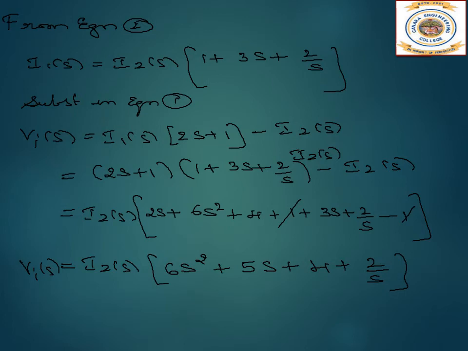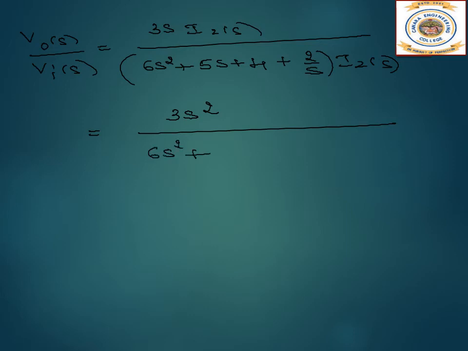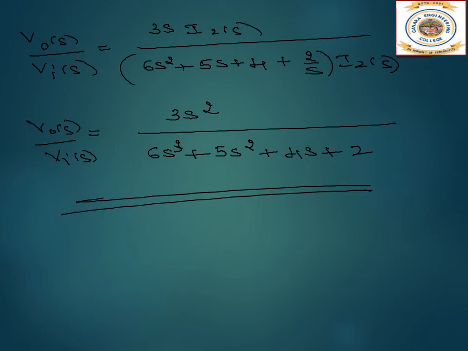Next, what we have to do? We know V naught of s, right? So V naught of s divided by Vi of s will be equal to 3s into I2 of s divided by (6s squared plus 5s plus 4 plus 2 by s) into I2 of s. After simplification, we get the answer as 3s, just simplify this, 6s squared, 6s cubed plus 5s squared plus 4s plus 2, this is V naught of s by Vi of s. This is the answer for the transfer function.